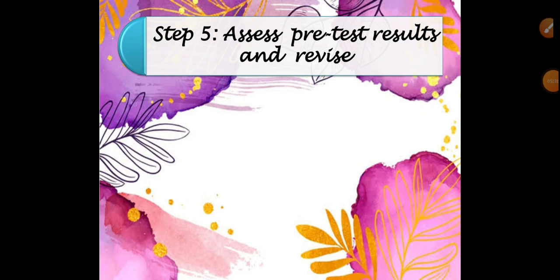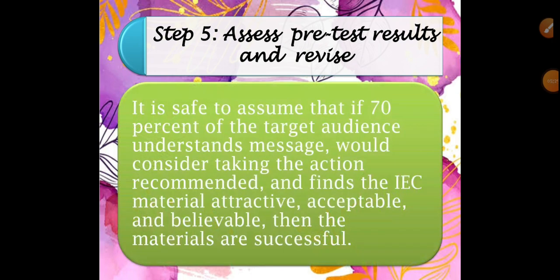Step 5. Assess pretest results and revise. Is it safe to assume that if 70% of the target audience understands the message, would consider taking the action recommended, and finds the IEC material attractive, acceptable, and believable, then the materials are successful? After the pretest, assessment should be conducted and implement the needed revisions or interventions to meet the needs of your audience or client. And also, you will know the possible questions and prepare for the possible answers if there are queries.